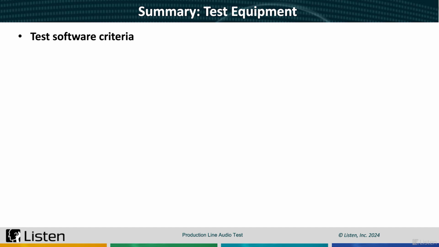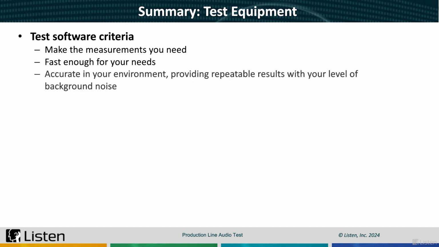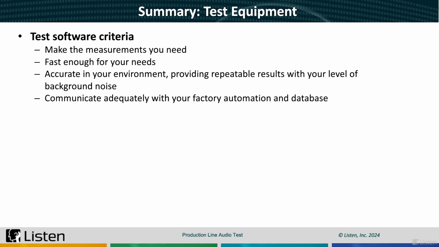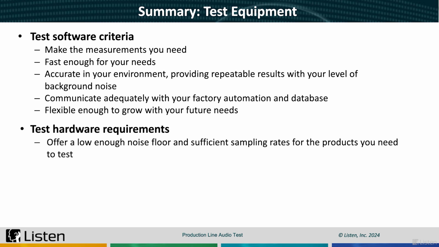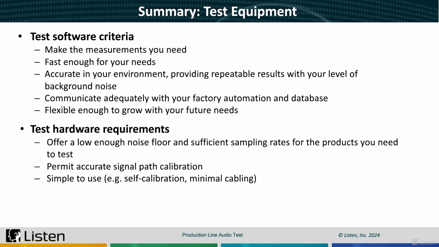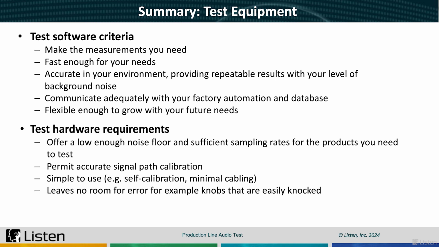You should select test software that not only makes the measurements you need, but that is also fast enough for your needs, accurate in your environment, providing repeatable results with your level of background noise, communicates adequately with your factory automation and database, is flexible enough to grow with your future needs, and select test hardware that offers a low enough noise floor and sufficient sampling rates for the products you need to test, permits accurate signal path calibration, is simple to use, for example, self-calibration, minimal cabling, leaves no room for error, for example, knobs that are easily knocked, is suitably rugged for a factory environment.